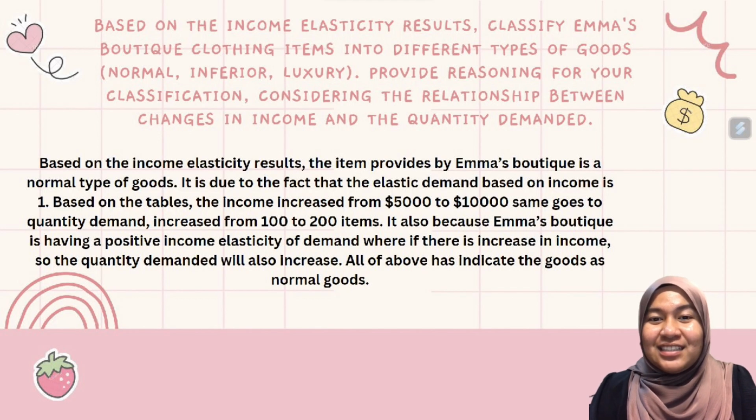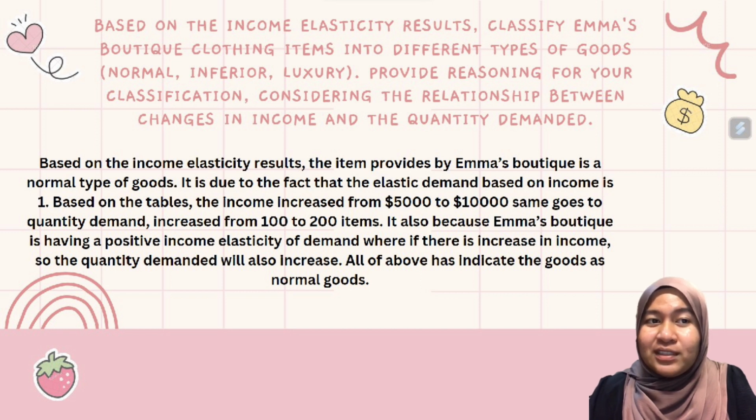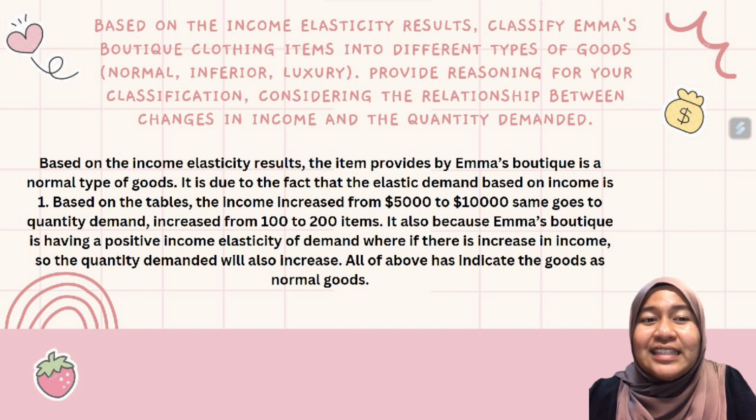Based on the income elasticity result that we get from question 1 Roman, the item provided by Emma's boutique is a normal type of goods. It is due to the fact that the income elasticity of demand is 1. Based on the table, the income increased from 5,000 to 10,000. Same goes to quantity demanded, increased from 100 to 200 items. It is also because Emma's boutique has a positive income elasticity of demand, where if there is an increase in income, the quantity demanded will also increase. All of the above indicates the goods are normal goods.